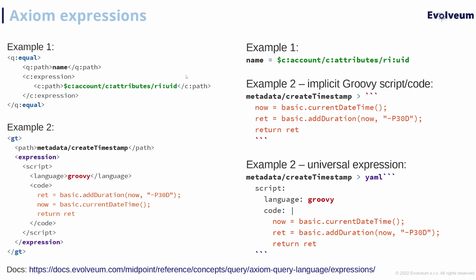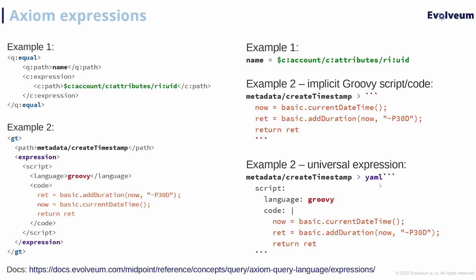use Axiom expression, we have two examples here, both with, of course, expressions, and one where we equal name with some right-hand path. There is virtually no noise in this Axiom version. And then we have another where we want to create a query where we compare create timestamp with the result of some Groovy script. And here we can do the same, either with this shorter version where triple backtick is a shortcut for Groovy script code expression, or if you want to use any expression, you can use this kind of syntax.